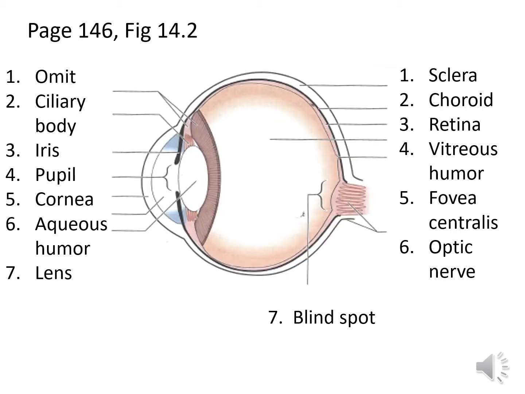Page 144 does have figure 14.1, which does have some structures of the eyes as well, although that one gets into a little too much anatomy detail. So we're going to need to know the structures on figure 14.2. Wait a minute, figure 14.2 on page 146 isn't labeled. Yeah, I know, I'm sorry, I was just being evil at that point. But officially we do need to know the structures on figure 14.2 rather than 14.1.